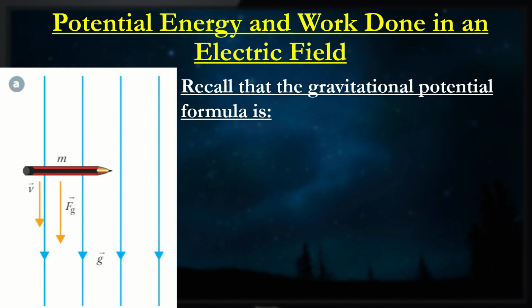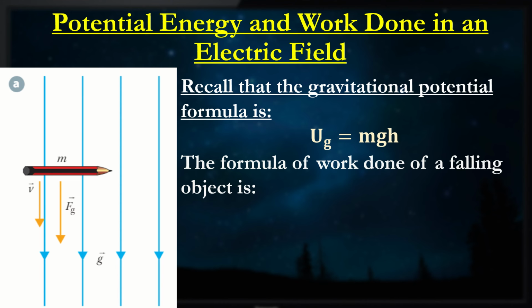The gravitational formula is U equals mgh, U_G meaning the gravitational potential energy. If we look at it in terms of the work done formula, we know that work done is force times displacement. In this case, that means the change in height. So the change in height from here to here is the displacement that we're looking at in terms of the work being done by gravity in this case.